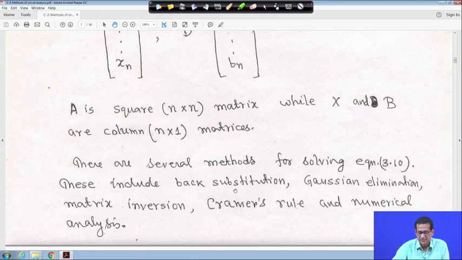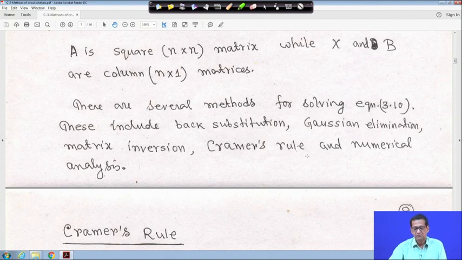So there are several methods for solving the above equation Ax = b: back substitution, Gaussian elimination, matrix inversion, Cramer's rule, and numerical analysis. There may be many methods for solving such equations, but you have to apply the one which is computationally efficient. But anyway, we will not write any computer code. We have to solve those things which can be solved in the classroom, as a classroom exercise. Accordingly, we will see how we can quickly solve this one.